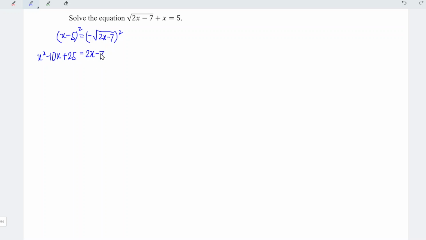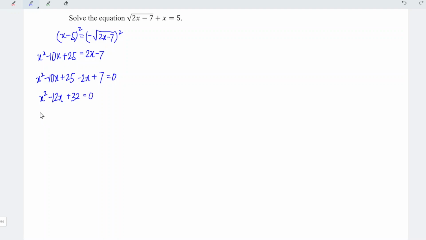Now bring everything to the left. We obtain x squared minus 10x plus 25, plus, move over minus, minus, move over plus. Simplify, we have x squared minus 10x minus 2x plus 25 plus 7, so x squared minus 12x plus 32 is equal to 0.